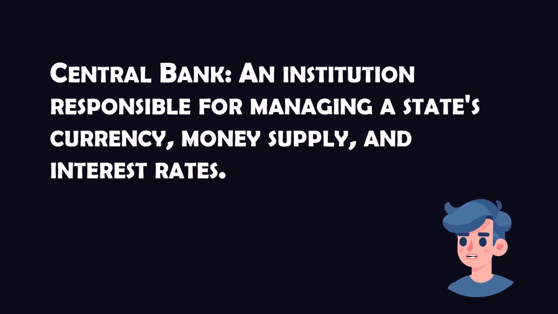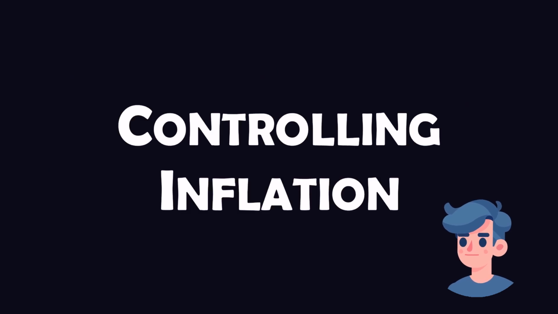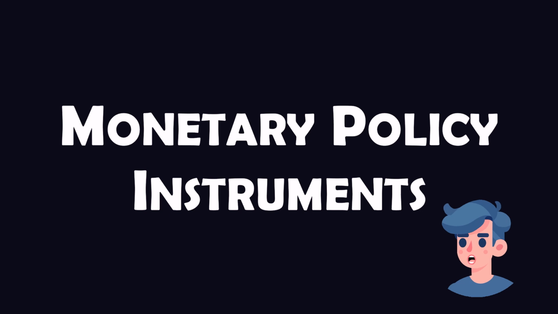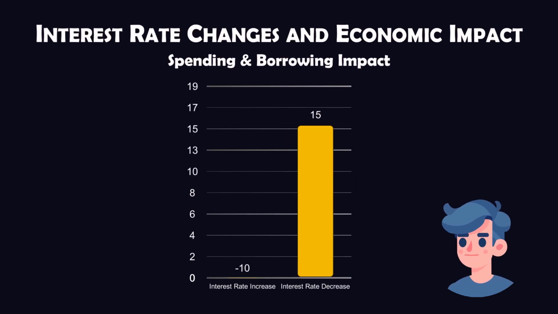They are pivotal in maintaining economic stability and fostering monetary policy. One of the primary functions of central banks is controlling inflation. Let's take a closer look at how they do this using monetary policy instruments. Central banks use tools such as interest rates, open market operations, and reserve requirements to influence inflation. For example, during high inflation, they might increase interest rates to reduce spending and borrowing.